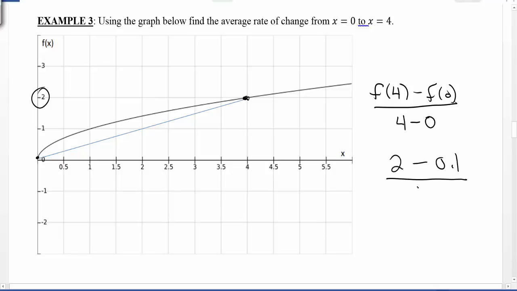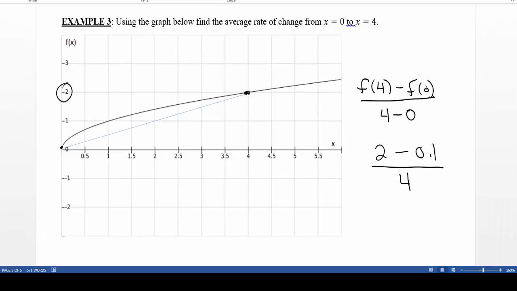And then on the bottom, we're dividing by 4. Crunching that number, 2 minus 0.1 divided by 4 is going to give us 0.475. What that tells me is that on average, this function is going to change by 0.475 in the dependent direction for every 1 unit I change in the independent direction on average.